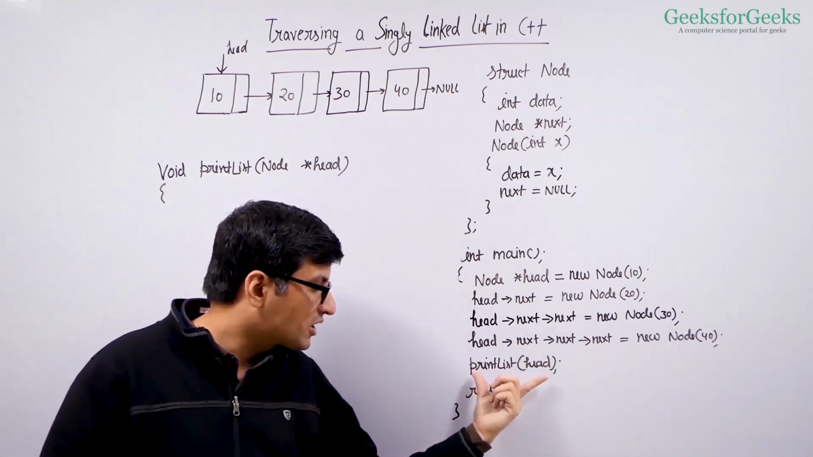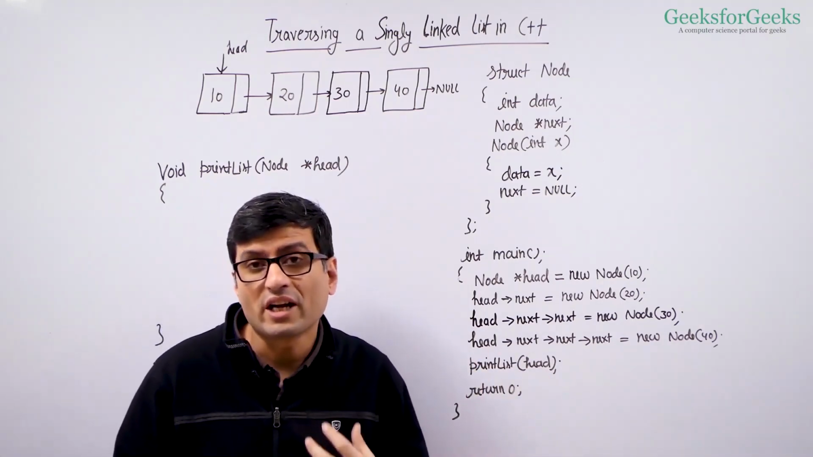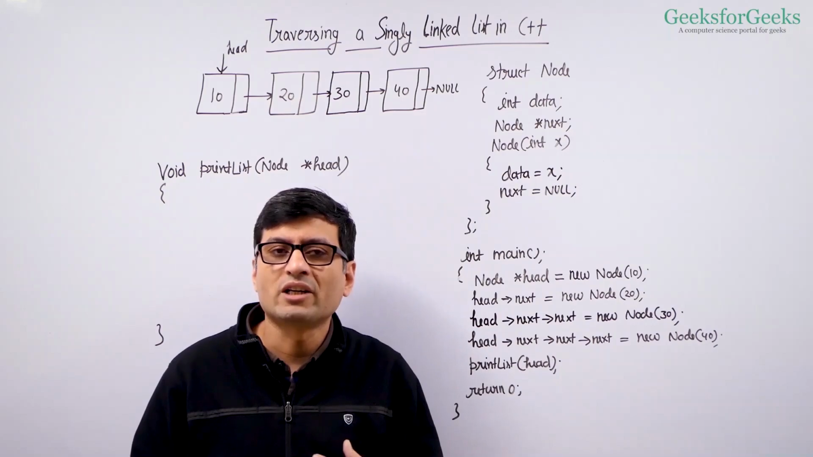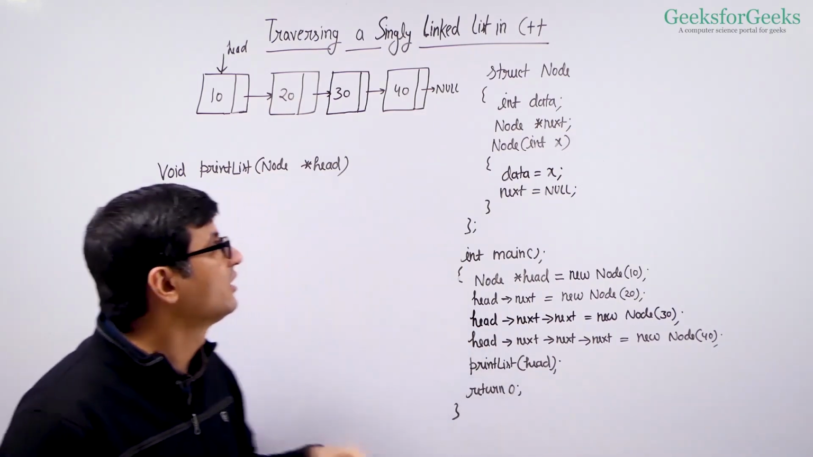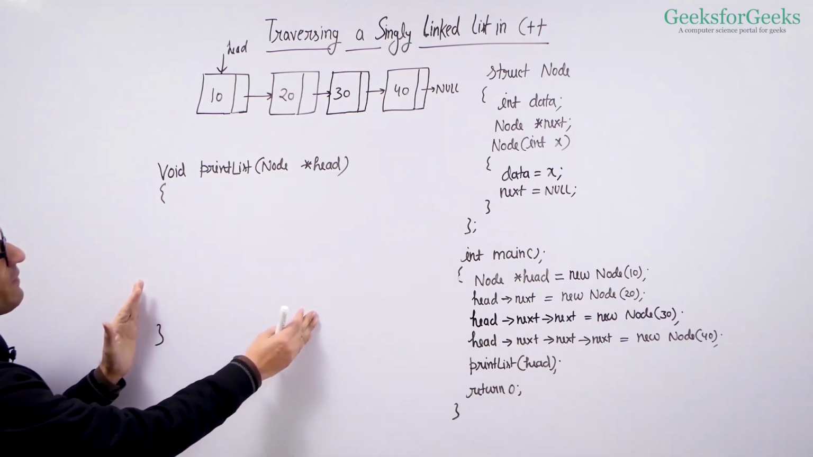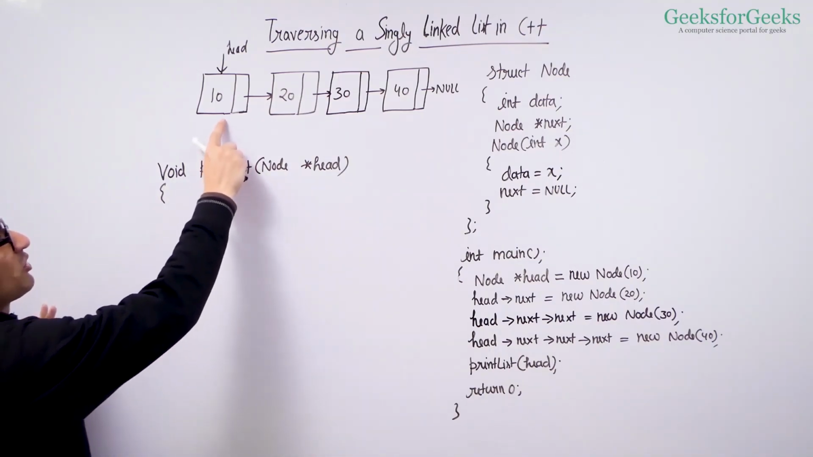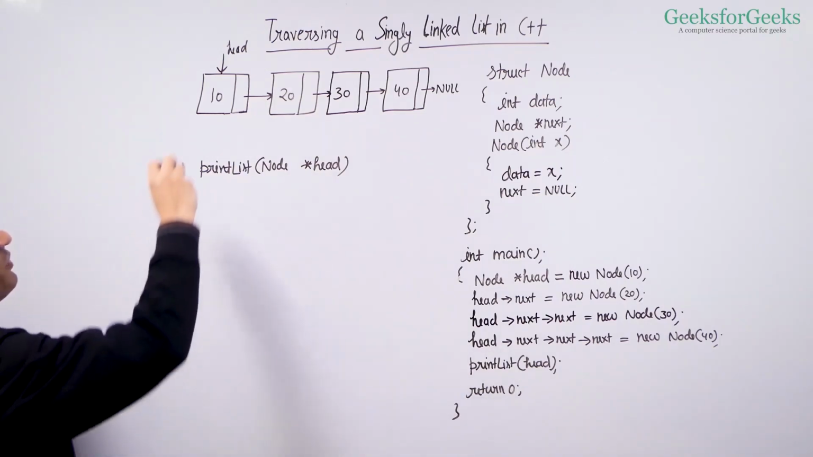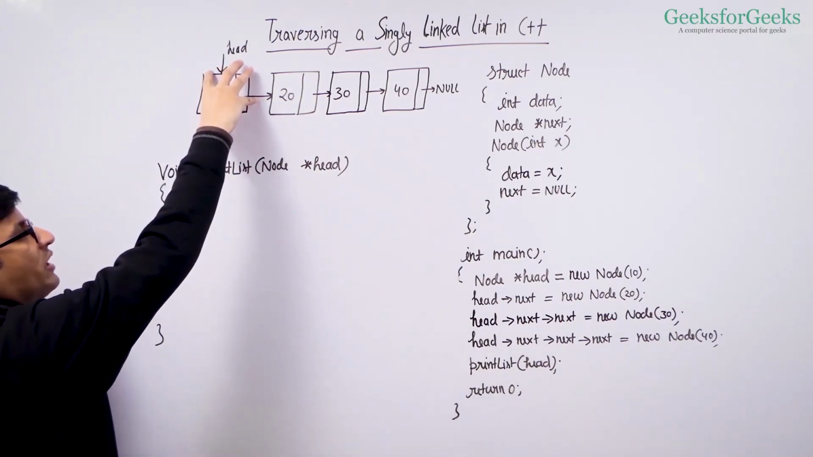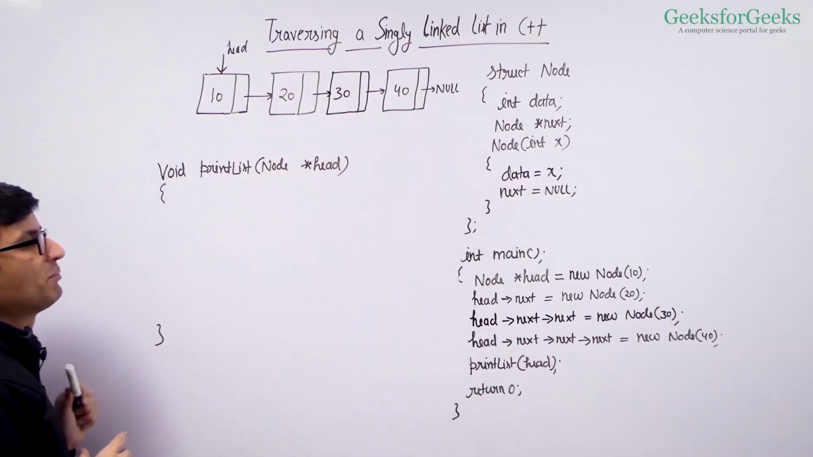Now we call a function printList which takes head as an argument and it is supposed to print 10, 20, 30, 40. So here is the syntax of this function. It takes head and it is supposed to print 10, 20, 30, 40 for this linked list. So we have a pointer to the first node and we want to print all the nodes one by one.